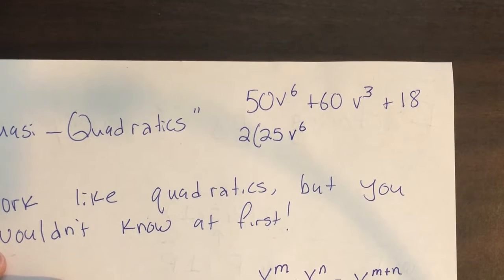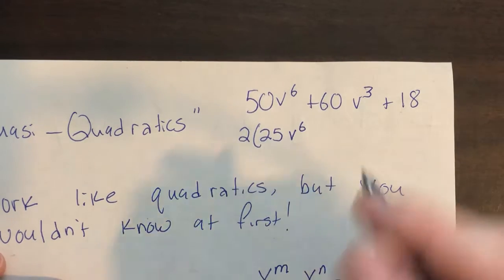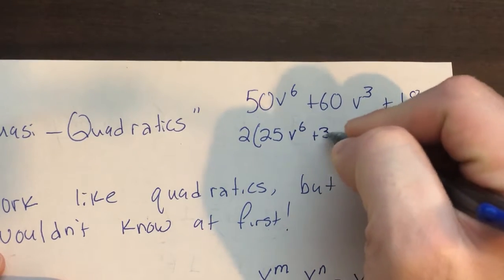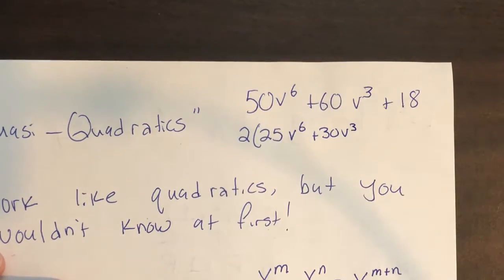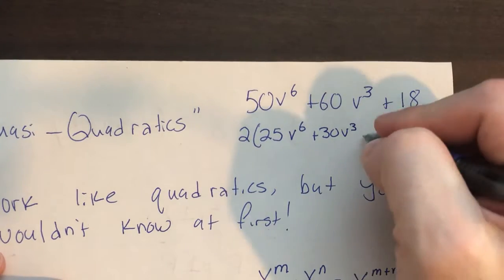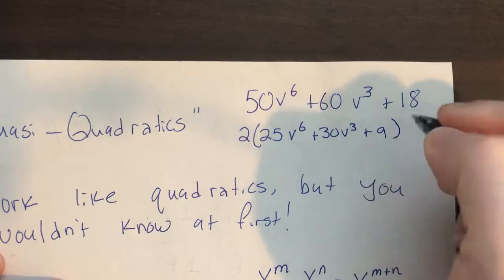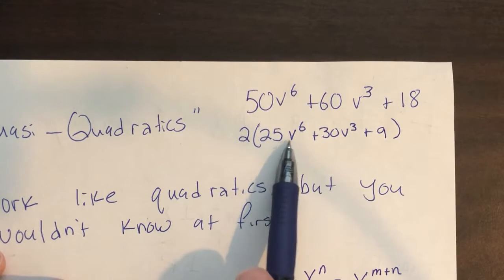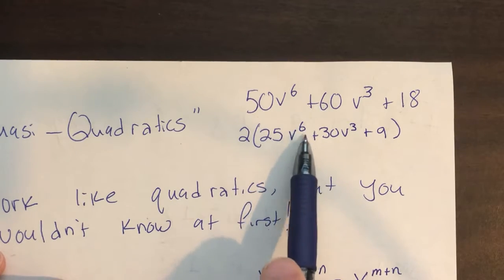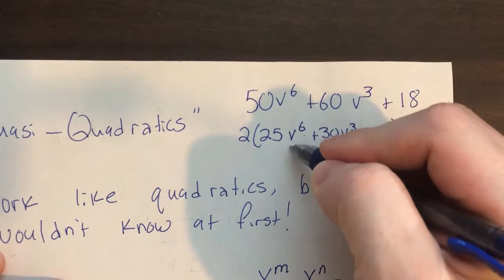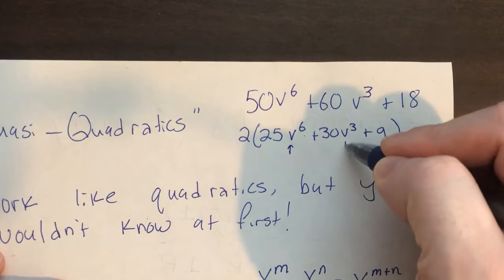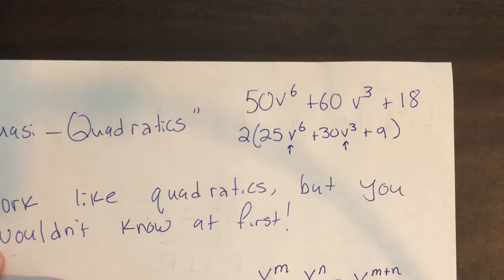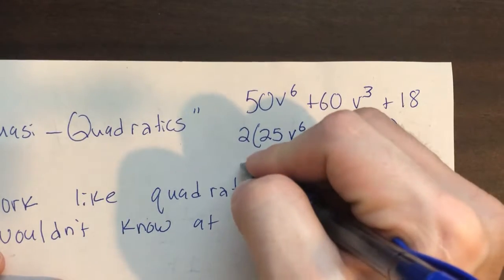Okay, hopefully you got that. Lovely if you did. Okay, and now I'm going to take out a 30v cubed. Okay, and now I'm going to take out a 9. Okay, and now it's a quasi-quadratic because it doesn't look like a quadratic, but notice the v to the 6 and the v to the 3. That is a good sign of a quasi-quadratic. So let's take a second and think about this.